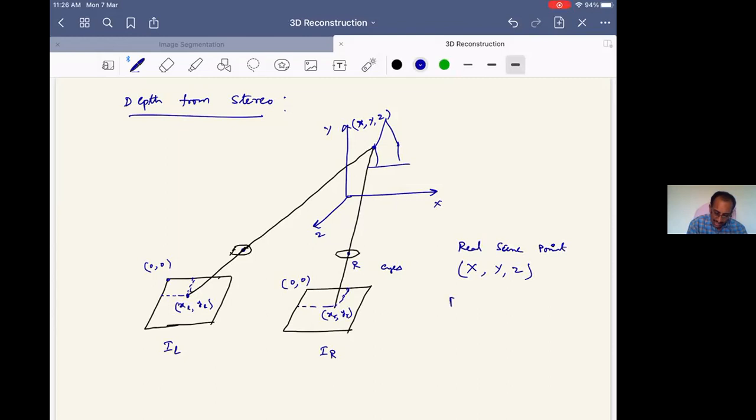Okay, we'll have its projections, XL comma YL here, and then XR comma YR. And this is the process that happens. If you have a single image, a single camera, only one projection will appear. Now the question is, given this information, can we get the details about how far this object or scene point is from the cameras?